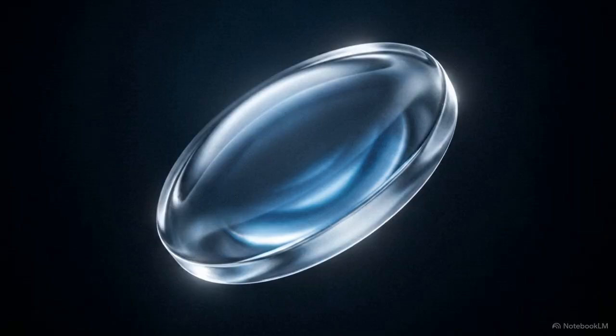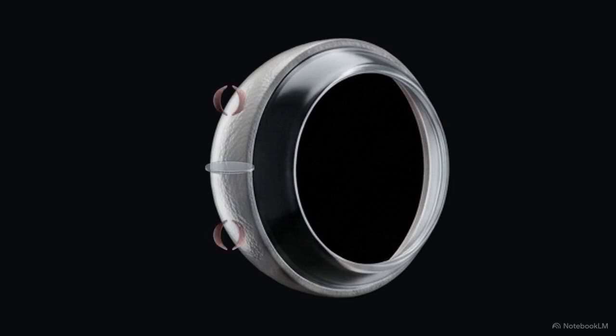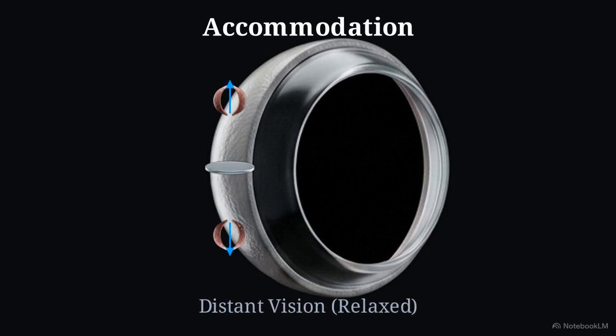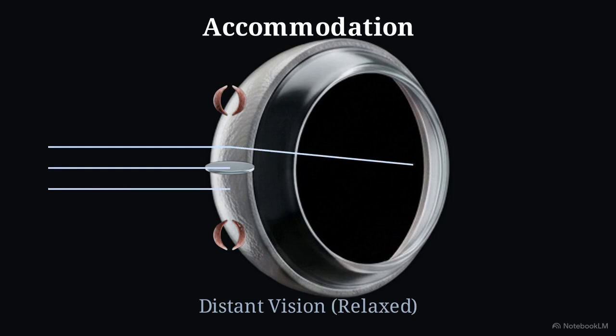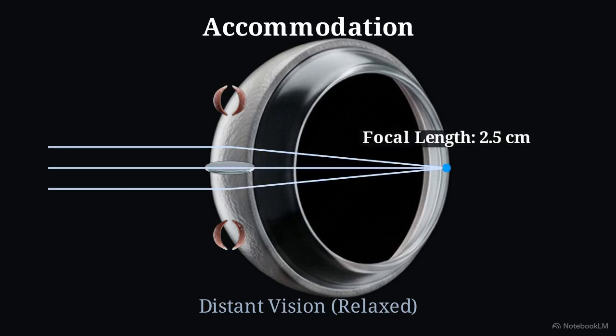But unlike the rigid glass found in a camera, this biological lens is flexible. Through a process called accommodation, internal ciliary muscles physically morph the shape of the lens to adjust its focal power. When you look at a distant object, these muscles relax, the lens flattens, creating a maximum focal length of 2.5 centimeters that lands perfectly on the retina.